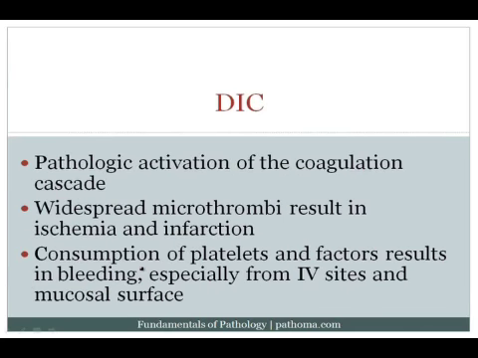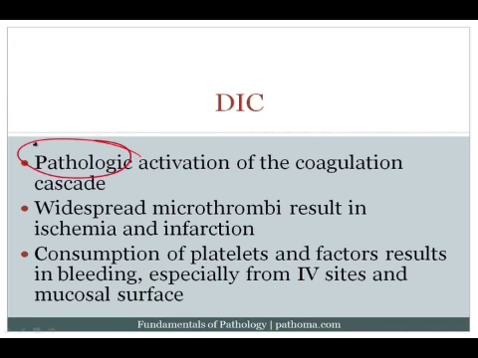The next of the disorders is disseminated intravascular coagulation, and the idea here is that we get pathologic activation of the coagulation cascade. Now normally physiologic activation would be, for example, if we had damage to the blood vessel and we needed to activate the coag cascade. This is pathologic activation, abnormal activation of the coagulation cascade.